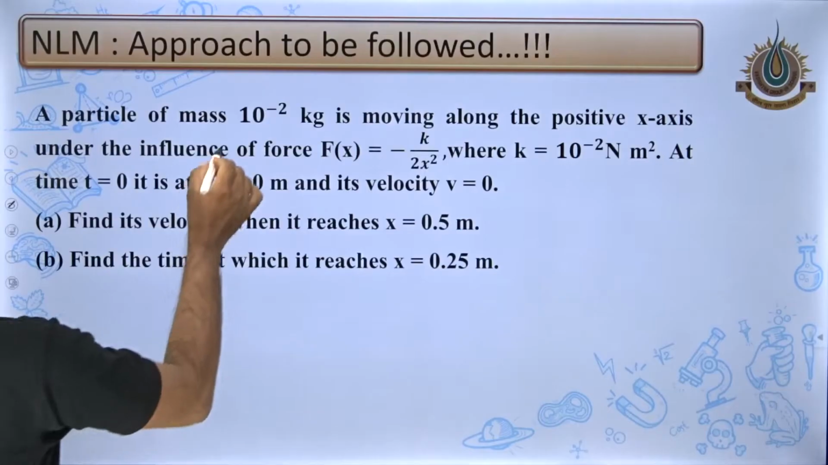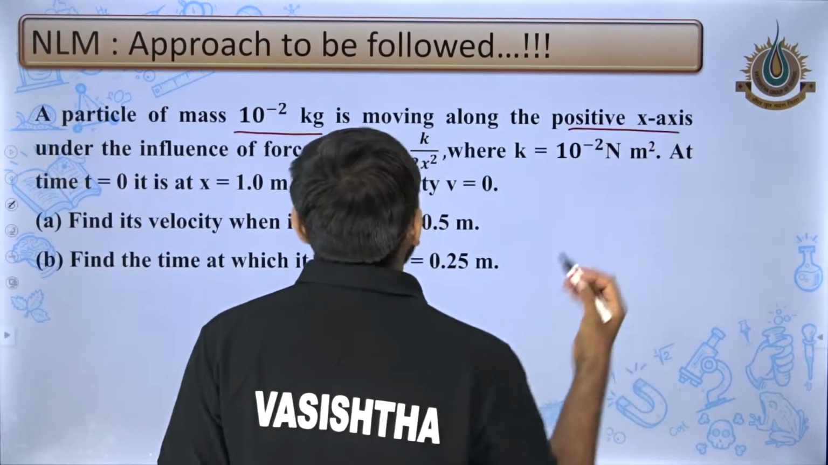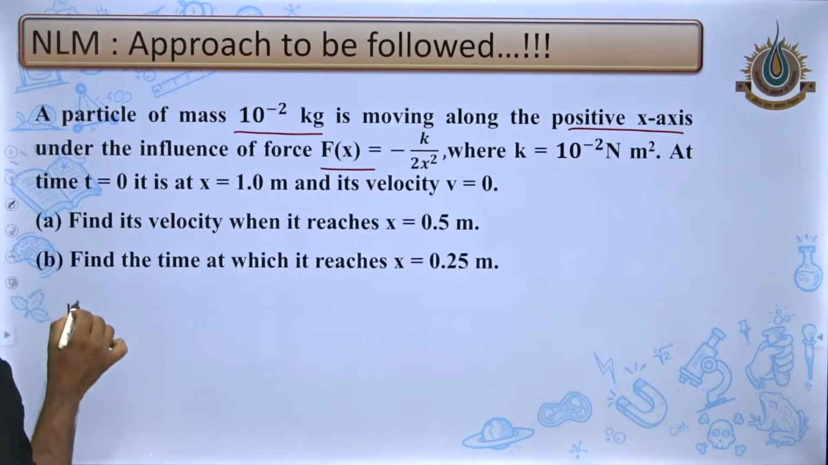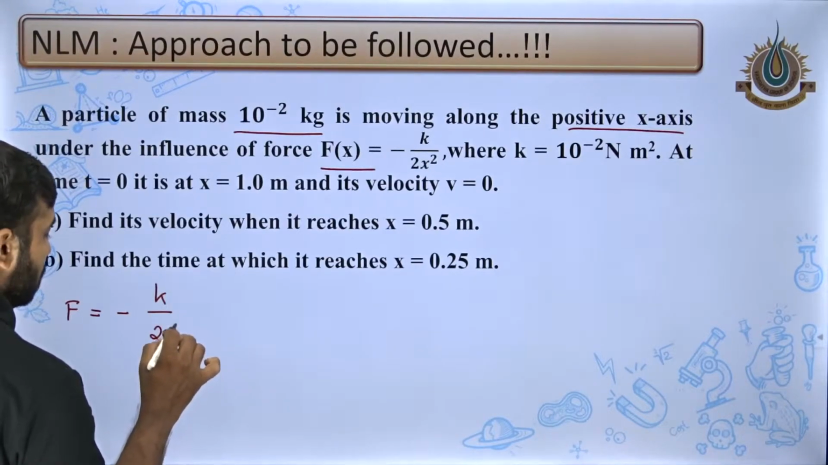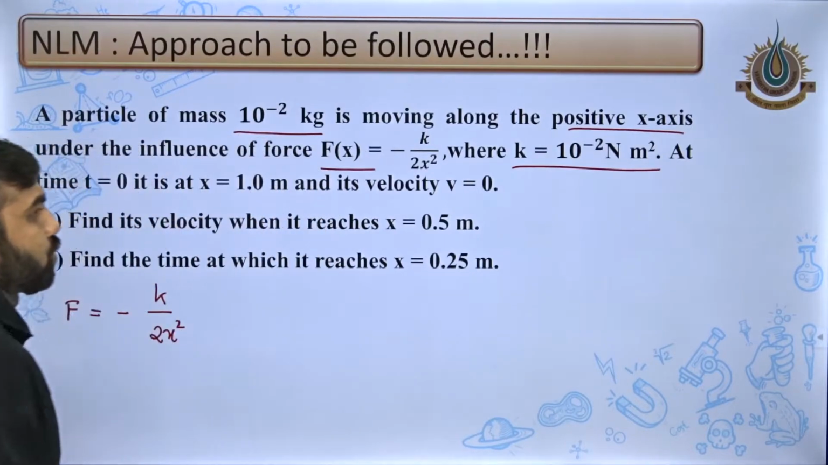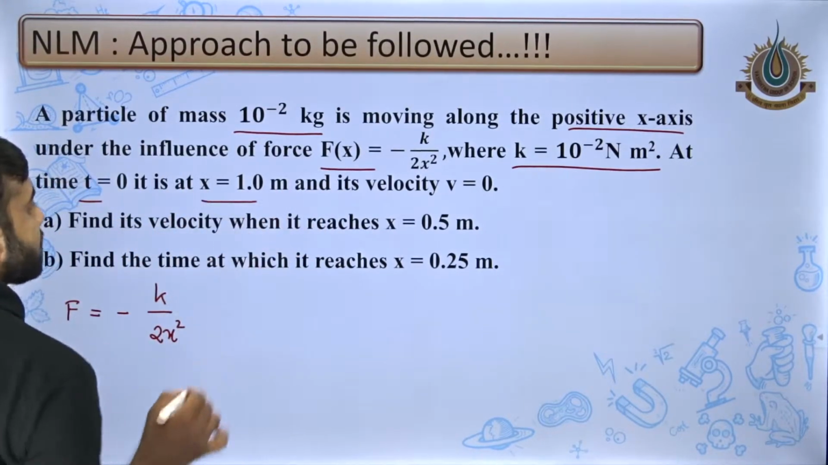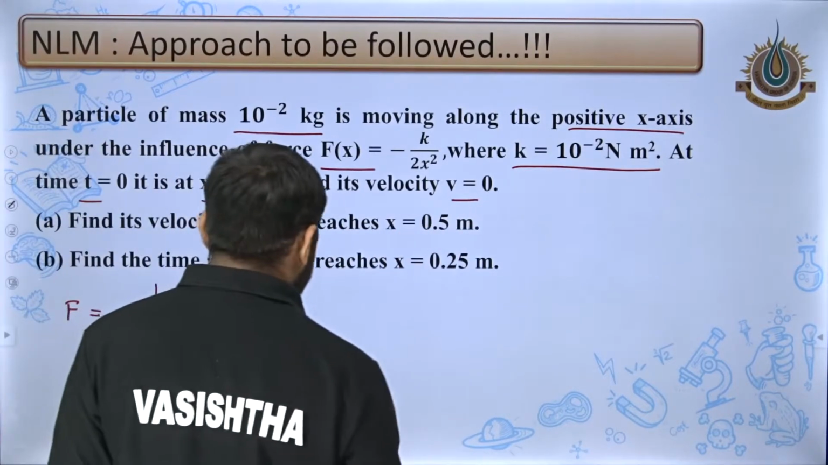A particle of mass 10 raised to minus 2 kg is moving along the positive x direction under the influence of the force F. So how much force is given to us? F is equal to minus K upon 2x square, where K is equal to 10 raised to minus 2 Newton meter square. Now at the time t is equal to 0, the particle is at x is equal to 1 and its velocity is 0. So let's do the figure so your idea will be clear.